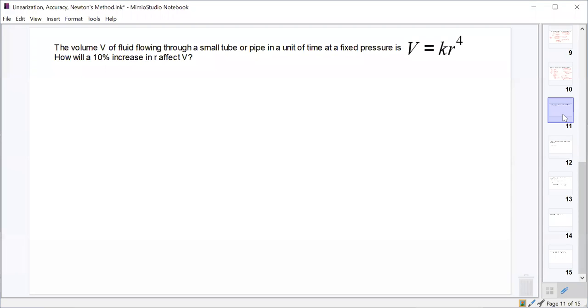All right, why don't you guys see if you can figure this one out. And K is a constant here. So take a minute and see if you can figure out how a 10% increase in the radius would affect the volume. And keep in mind, like I said, K is a constant. So take a minute or maybe 2 minutes to try and figure that out.